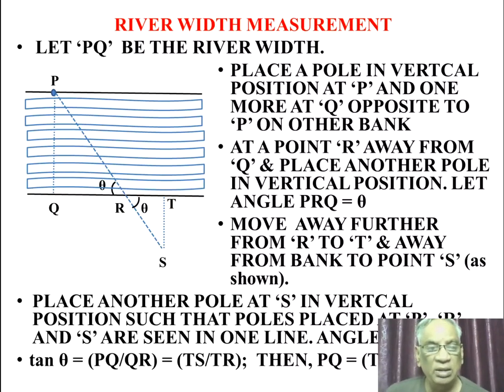So the angles PRQ and TRS are the same, theta. Then tan theta is given by PQ by QR, which is equal to TS by TR. Thus QR, RT, TS are all known. Then PQ is equal to TS into QR by TR. This is how the river width is measured.